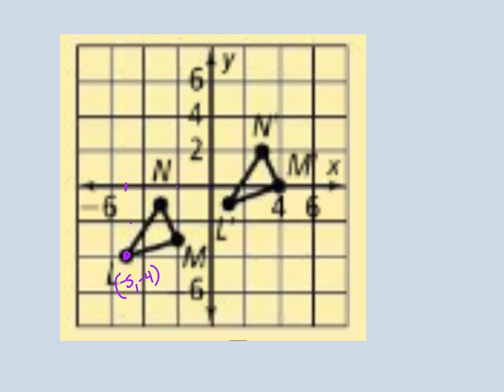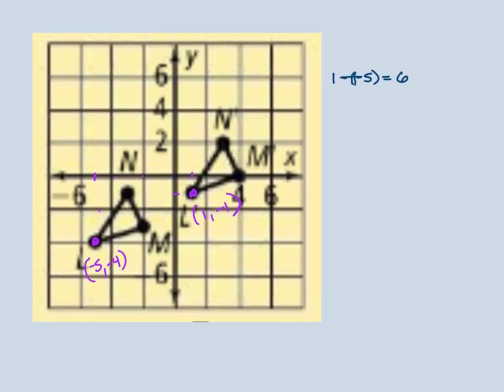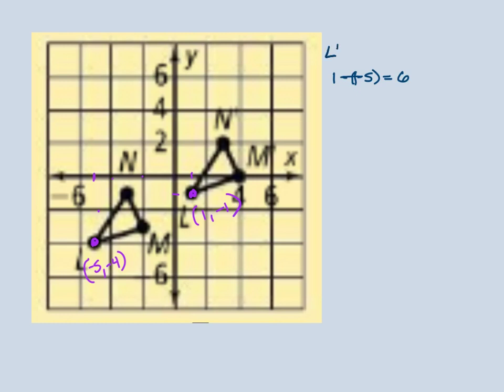Now go to the new one, which is here. Right 1, down 1, 1, negative 1. Okay? How do I get from negative 5 to 1? Add 4. So close. 6. 1 minus a negative 5 becomes 1 plus 5 or 6. That's the translation. The prime minus the original. So I would do L prime minus L if you don't want to just count. And that's the X change, right?